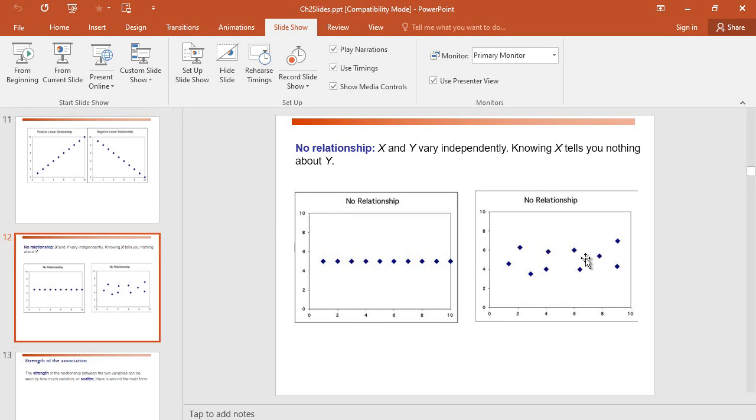And in these two scatter plots, we have no relationship. So in the first one, we have a perfect horizontal line, but that doesn't mean there is a relationship, even though they fit a line, because if you think about it, what it means is that as the explanatory variable increases, the response variable stays the same. So changes in the explanatory variable have no effect on the response variable. And the other one has the same explanation, except that it's not a perfect horizontal line.